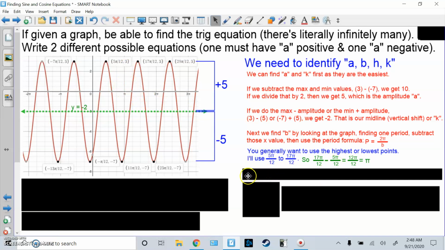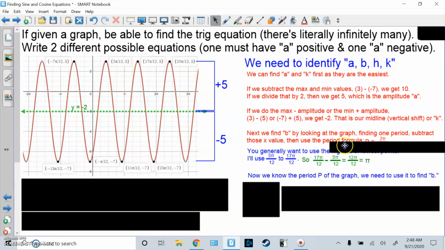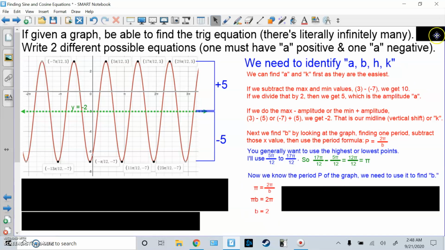Now that's just our period of the picture, that's not b. To find b, we have to use the p formula. So you know p, the period of the picture, which is pi, is equal to 2 pi over b, because all sine cosine graphs have period 2 pi. Multiply both sides by b to get rid of the fraction. Divide both sides by pi, you get b equals 2. Now we have a, b, and k.